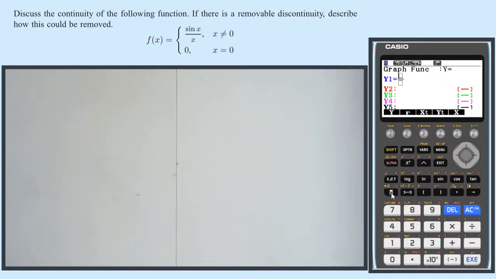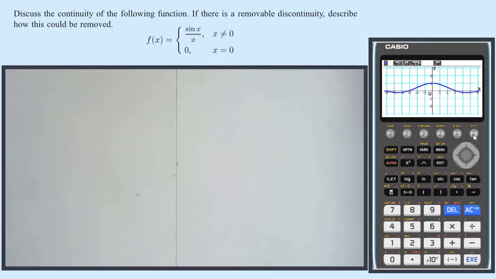And I'm not going to bother with the piecewise bit. I think I can plot y equals 0. So I'm just going to write sine x over x. Okay, so that's an interesting looking function. I think that'll be okay. So we're really interested in this bit here. It looks like it's going to be fine everywhere else.